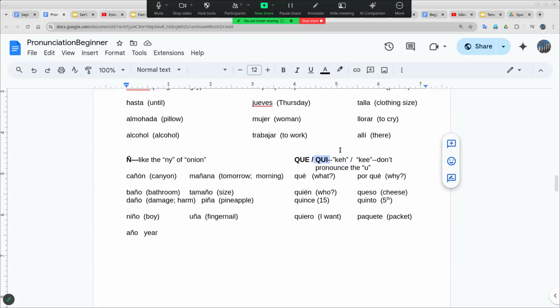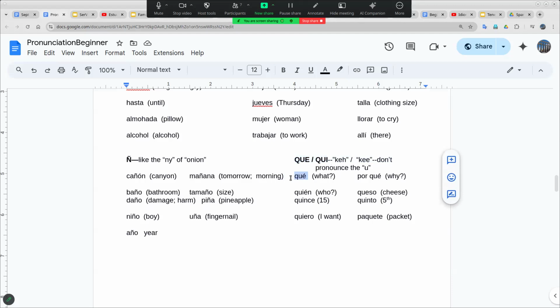So instead of QI, no, it won't be QI. It'll be ki. All right. So it has to be these specific combinations. Que, ki. Okay. So here's some keywords that use that and our word for what?